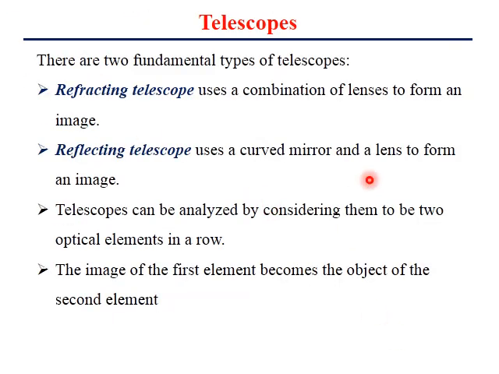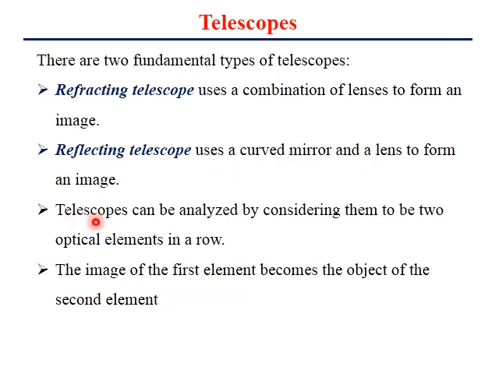So the next optical instrument that we are going to discuss is the telescope. Now there are two main types of telescopes. Number one is the refracting telescope, and the other is the reflecting telescope. A refracting telescope uses a combination of lenses to form an image, similar to the microscope, but a reflecting telescope uses a curved mirror and a lens to form an image.